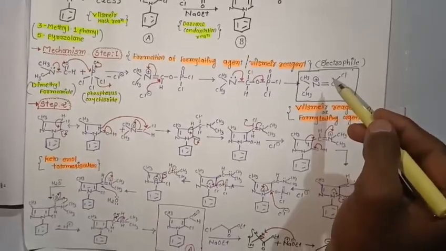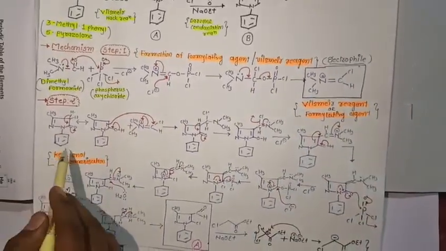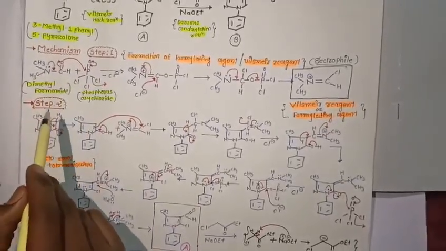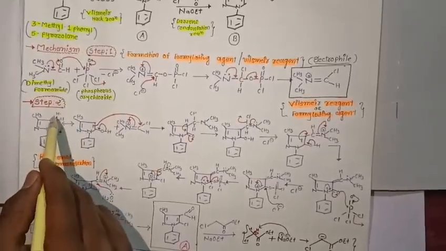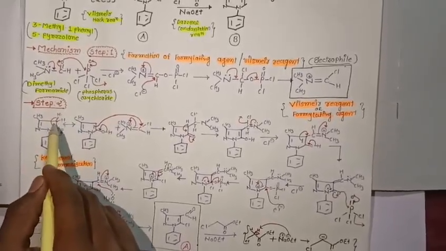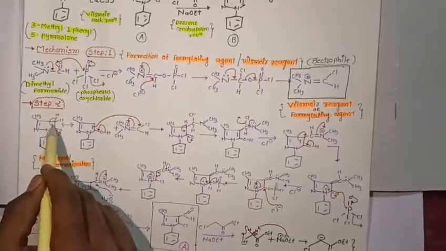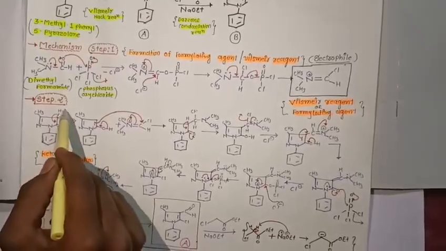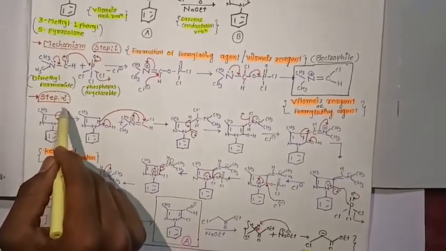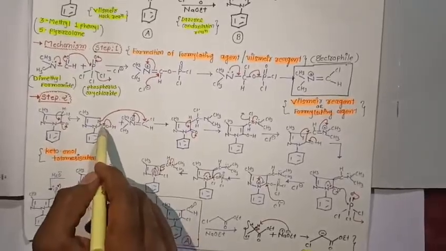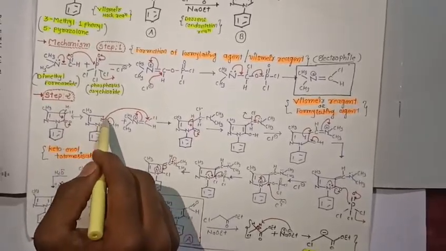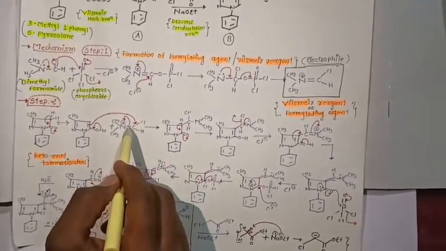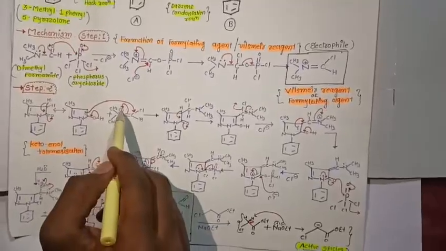In the next step, this is step 2, keto-enol tautomerization. We know that 3-methyl-1-phenyl-5-pyrazolone is in the keto form. This hydrogen is removed as H plus and this bond converts into a double bond, and this oxygen takes on a negative charge, which abstracts this H plus. So this is the enol form. In this enol form, this double bond attacks this carbon of the Vilsmeier reagent, and this pi bond shifts onto oxygen as a lone pair.